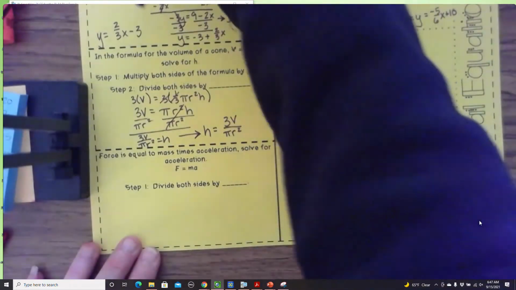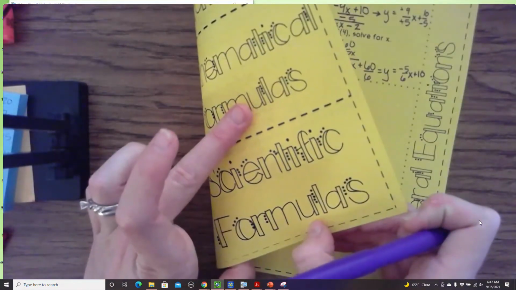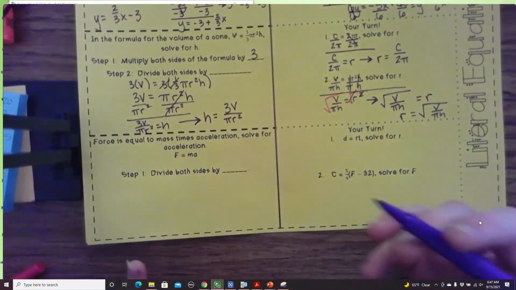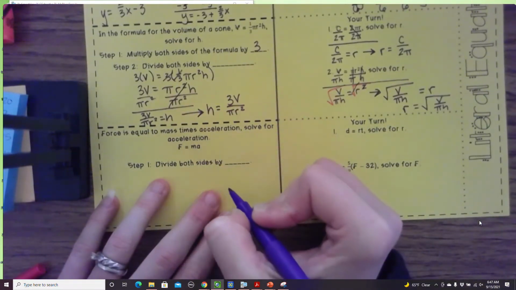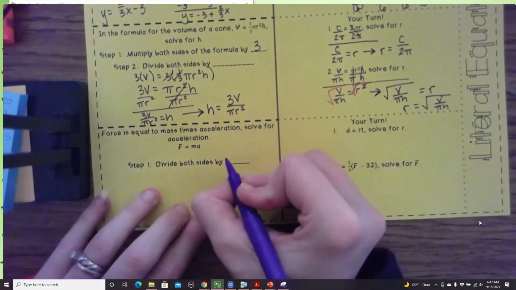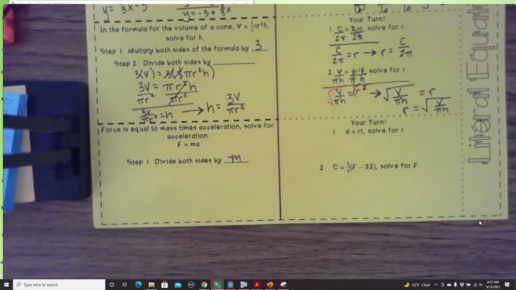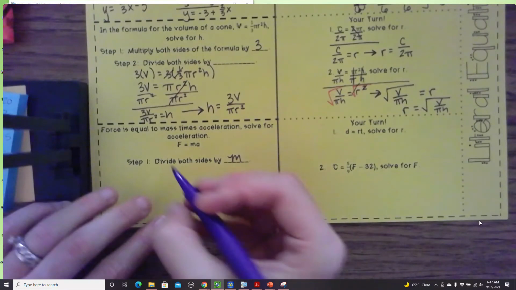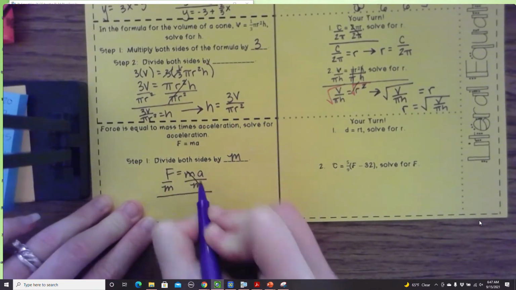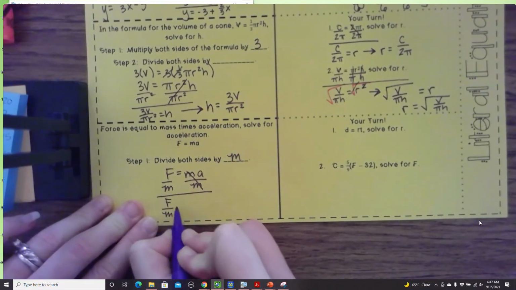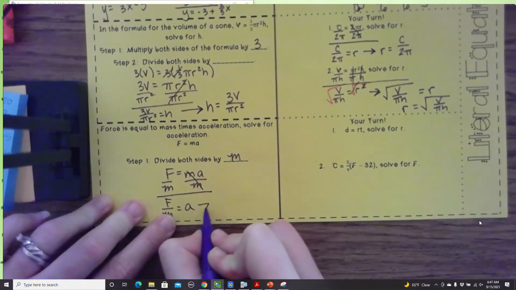All right, last one here. And so these last ones are scientific formulas. So force is equal to mass times acceleration. Solve for acceleration. So A is acceleration. So all I have to do in this one is divide both sides by m. So you're doing the same process that you do when you solve equations. You just don't have to simplify as much with these. So F equals ma. I'm going to divide both sides by m. So the m's cancel. Force divided by mass equals acceleration, or A equals F divided by m.